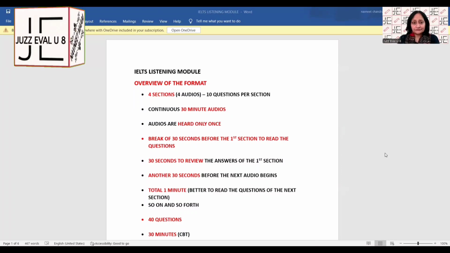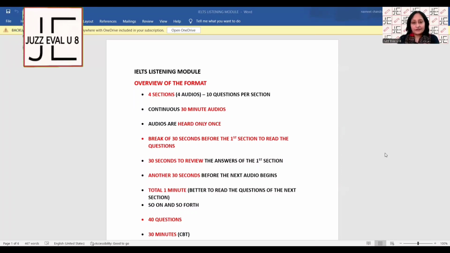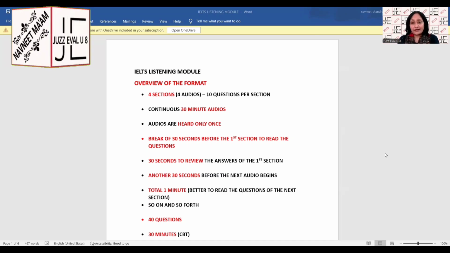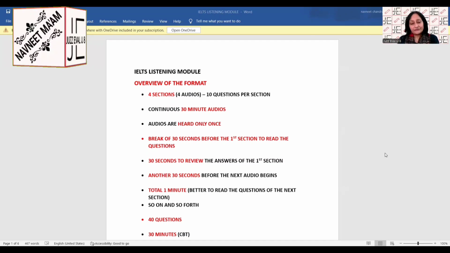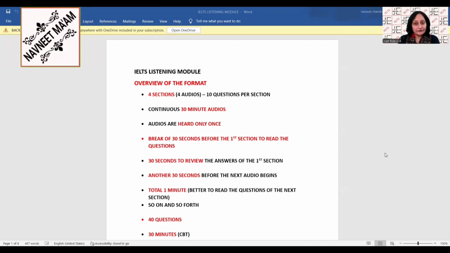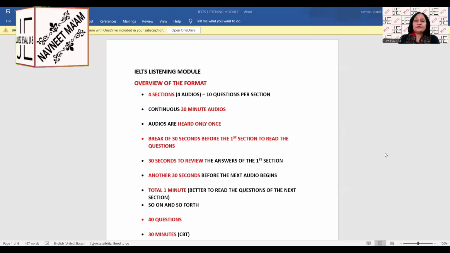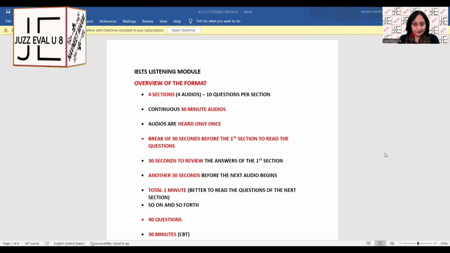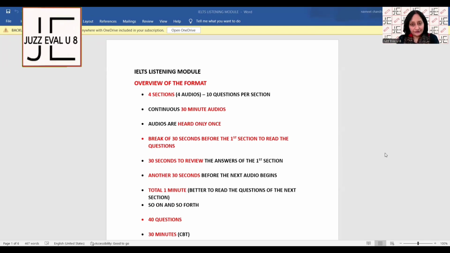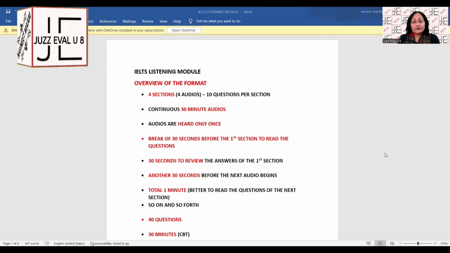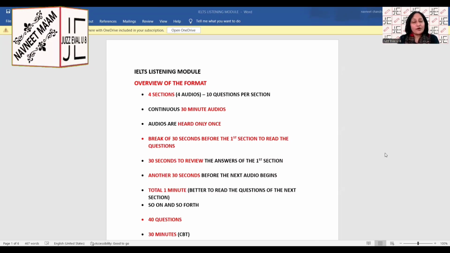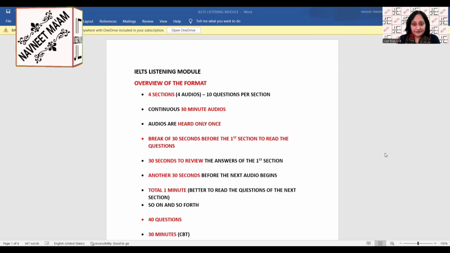Now, a quick overview of the listening module. As many of you must be aware, since we're already preparing for the IELTS exam, there are 4 sections of the listening module. 4 sections means 4 audios, and there will be 10 questions per section. These audios will be continuous with a small break in between. You can hear these audios only once, nothing will be repeated, so you have to be very, very attentive.